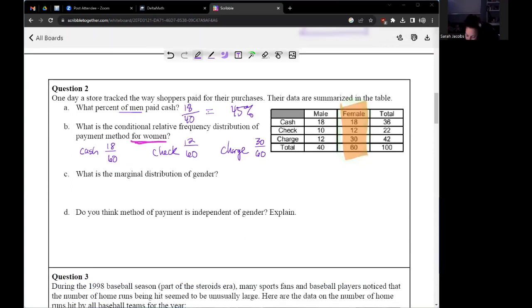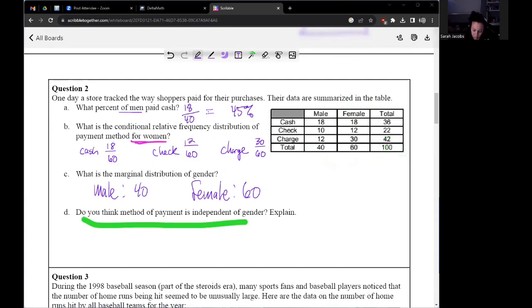Okay. Marginal distribution of gender. That's from the margin. So gender is in these columns. So we get the information about gender down here in the totals. So male, there were 40. Female, there were 60. Because it doesn't say relative, we're not going to turn this into a fraction or a percent. It's just the numbers.